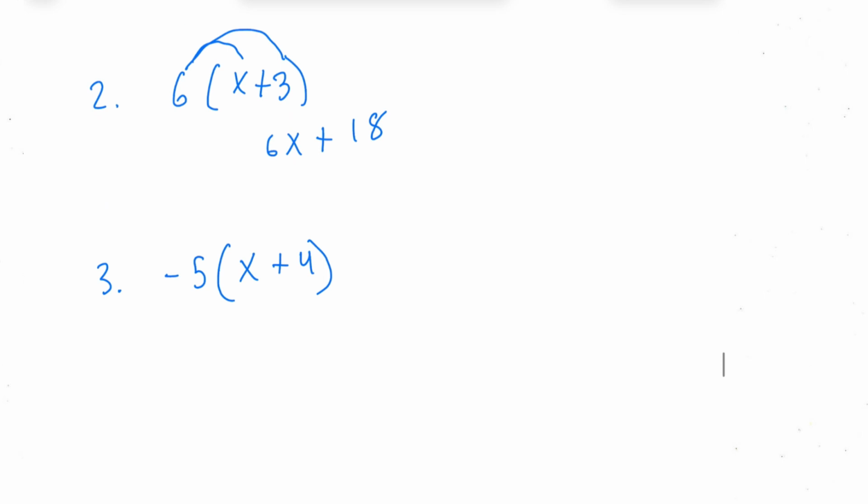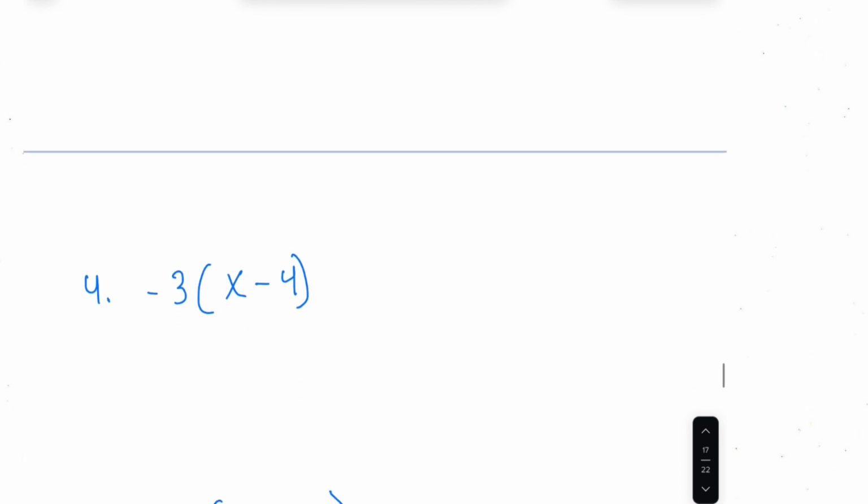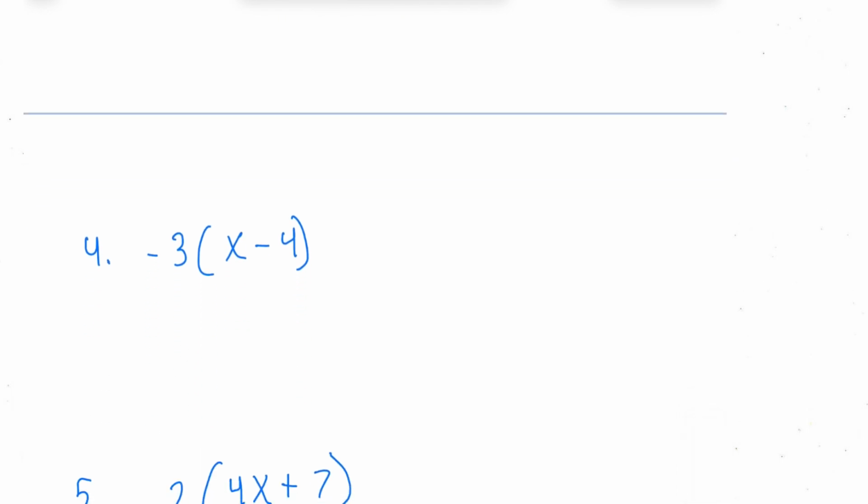So now let's say we're multiplying by a negative number. So all it's going to do is, in addition to being multiplied by these numbers, it's also going to change the sign. So negative 5 times x would give us a negative 5x. Negative 5 times positive 4 gives us a negative 20. So now moving on. Same thing, when we're multiplying by a negative and we have a negative number, it's going to become positive. So now we have negative 3 times positive x, that gives us negative 3x. But now we have negative 3 times negative 4, which is going to be a positive 12.